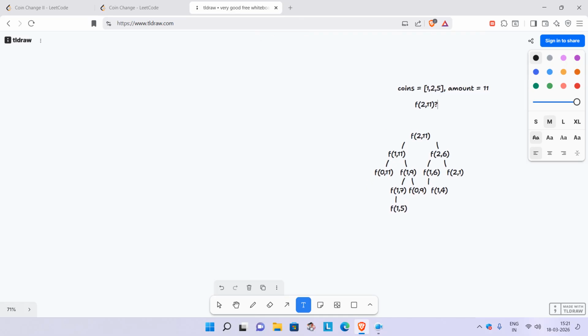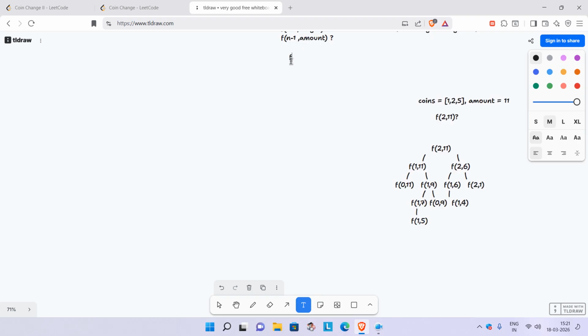So now check for this. This means the minimum coins needed to form 11 using coins 1, 2 and 5. So what's the definition of this when we start from here.